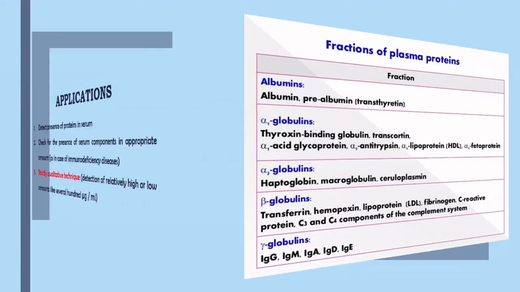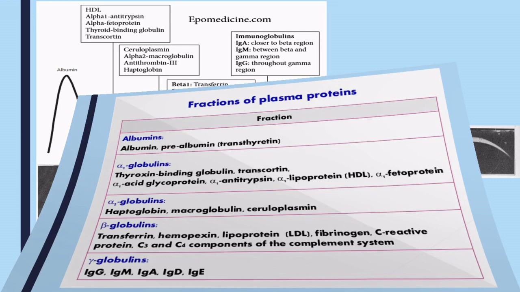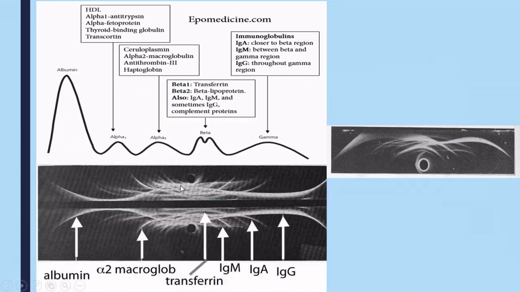For example, these are the different proteins present in the plasma. You can see there are a number of proteins. So how many different types of arcs can be observed? It's beyond your imagination. But if you want to see, these are the different arcs that could be formed.